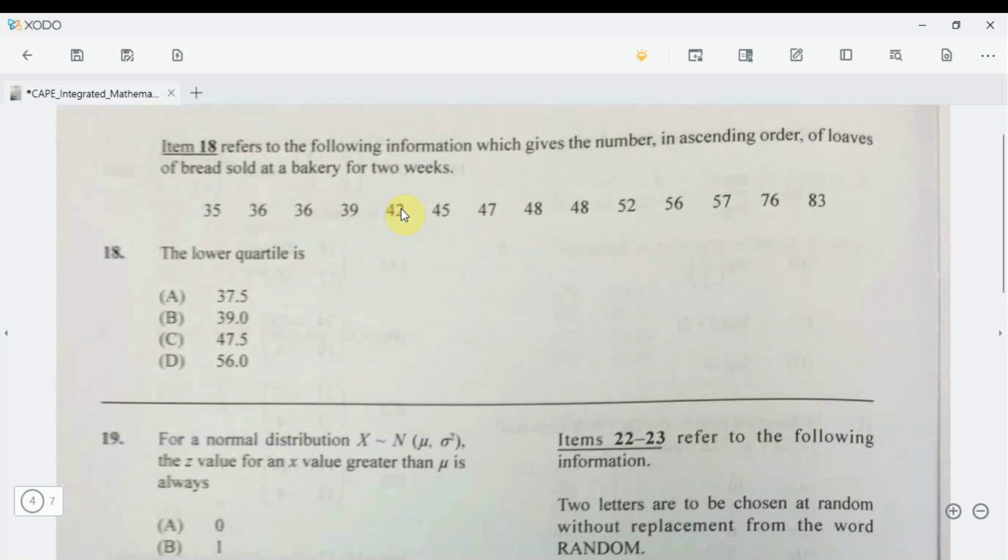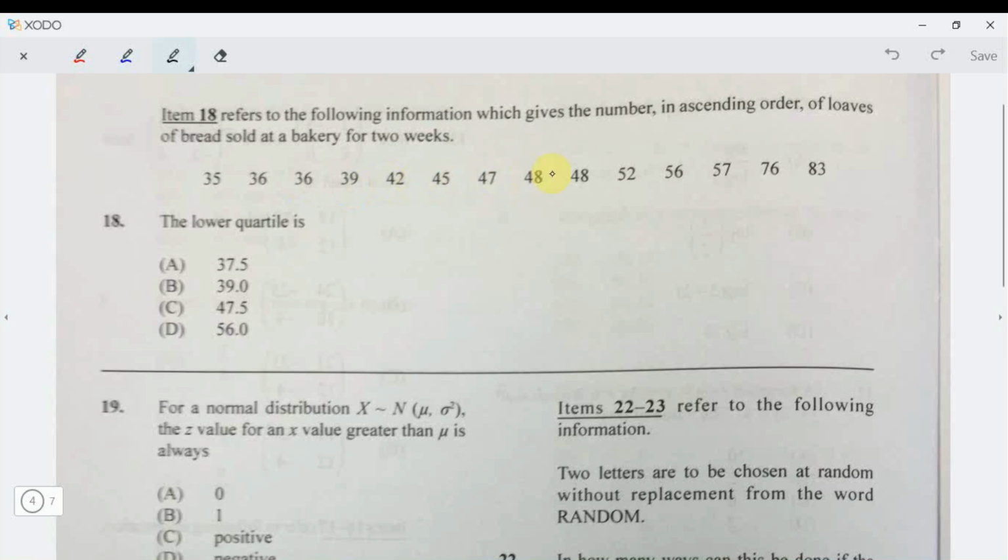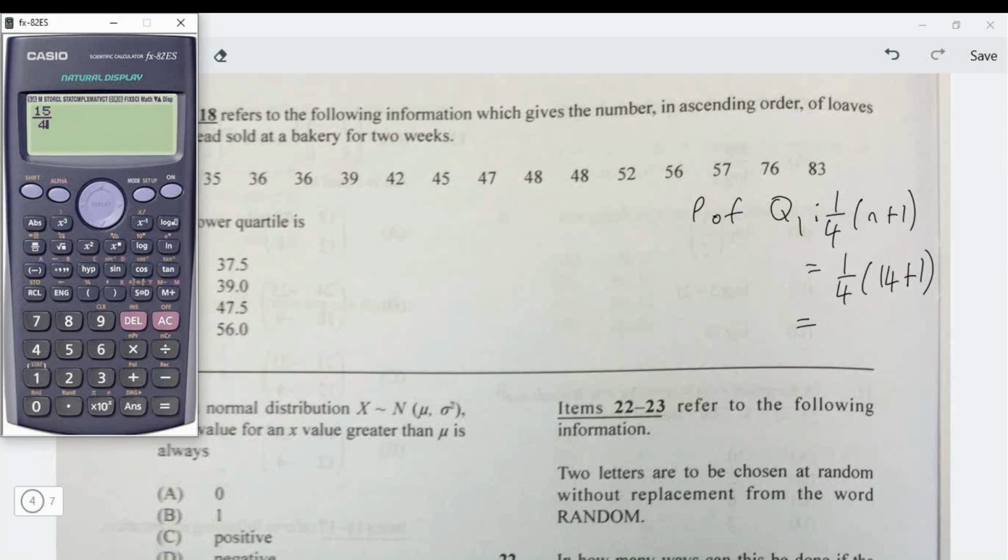All right, this question here, number 18, it says the lower quartile is. So the first thing is, let's hope that the data is sorted. Yes, it's sorted, so we can find the lower quartile. So this has 1, 2, 3, 4, 5, 6, 7, 8, 9, 10, 11, 12, 13, 14 numbers. Remember that the position of the lower quartile Q1 is found by a quarter of the n plus 1th term. So it's a quarter of 14 plus 1, which is a quarter of the 15th term, 15 over 4. 15 over 4 is 3.75.